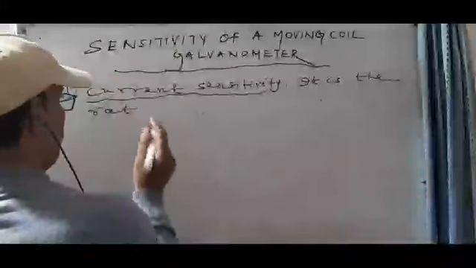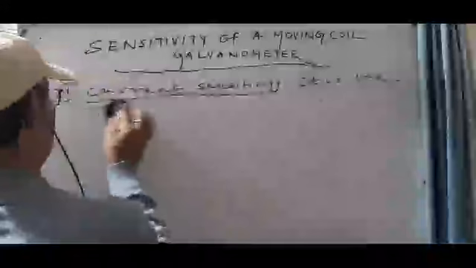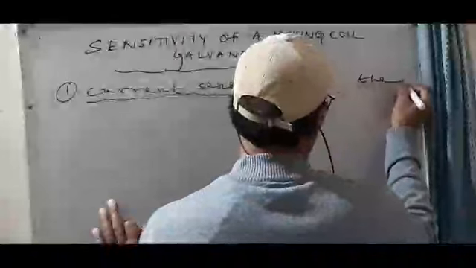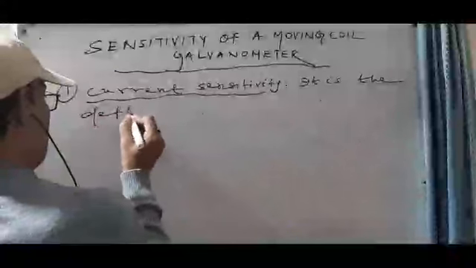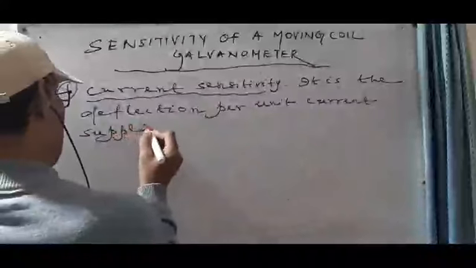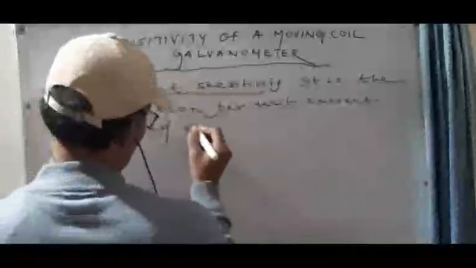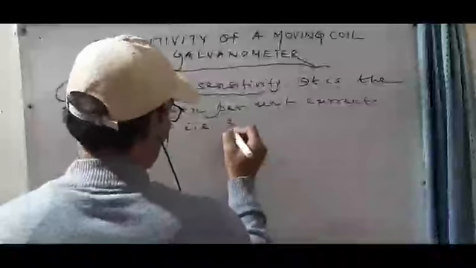Actually, what is this? It is the ratio, or we may say it is the deflection per unit current supplied, that is SI is equal to phi upon I.